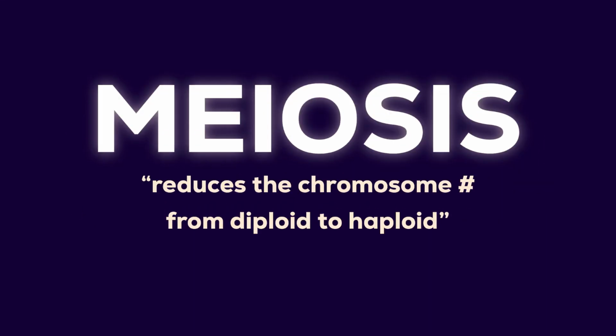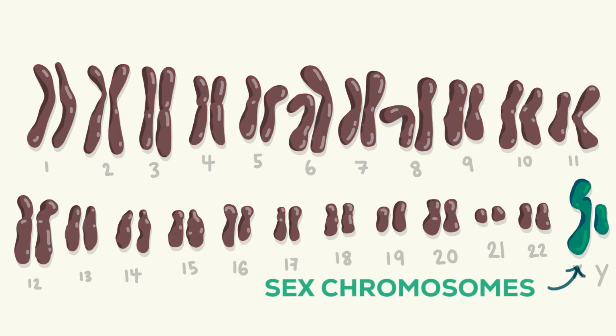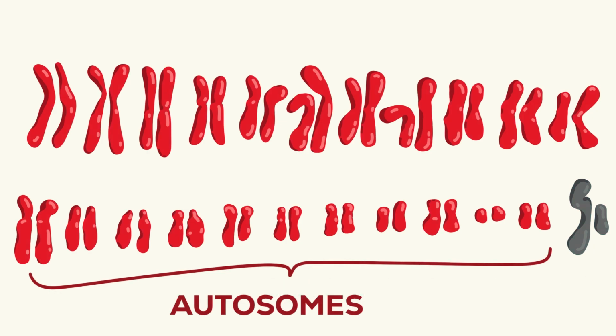The main purpose of meiosis is to reduce a cell from diploid to haploid, or 46 sister chromatids to 23. Each human cell has 23 unique chromosomes. The X and Y chromosomes are called sex chromosomes and determine biological sex. All other chromosomes are called autosomes.